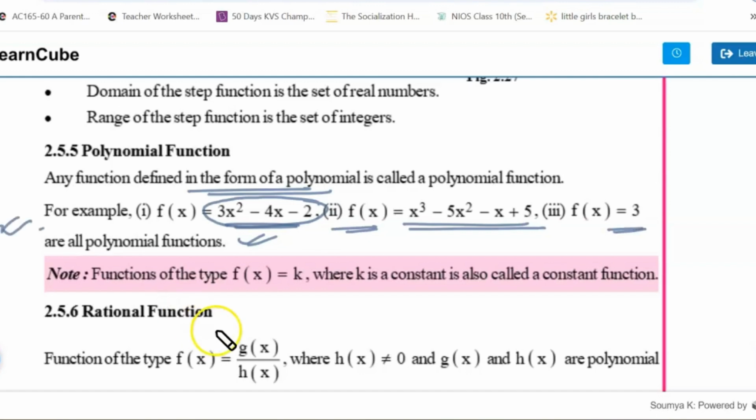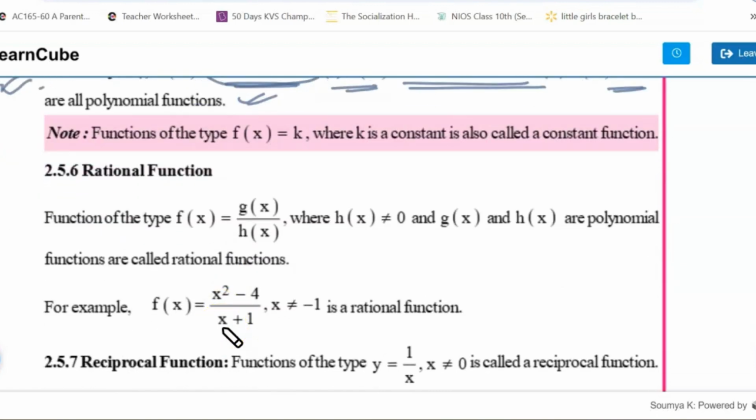Next type of function that we are going to see is rational function. So rational numbers, you already know what they are. They are in the form of p by q, where q is not equal to 0. So that is the form followed by a rational number. So a function in this form is known as rational function. So f of x equal to g of x by h of x, where h of x is not equal to 0. It should not be 0, then it will not be defined. Okay, so both the values will be polynomials. Okay, the resulting function is known as rational function.